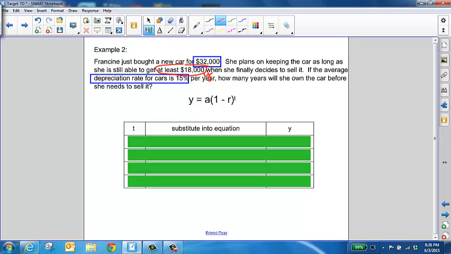Okay, now our A, like we said, is going to be $32,000, and our rate is going to be 15%. But remember, you want to convert that to a decimal, so you're going to be using 0.15.